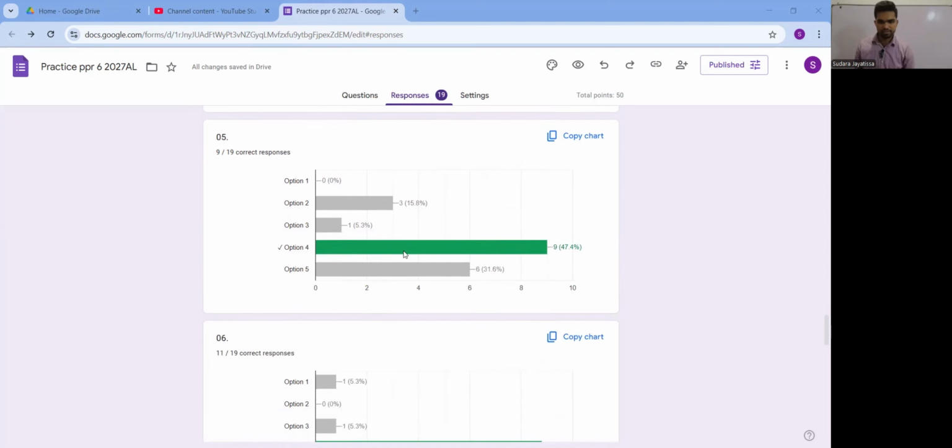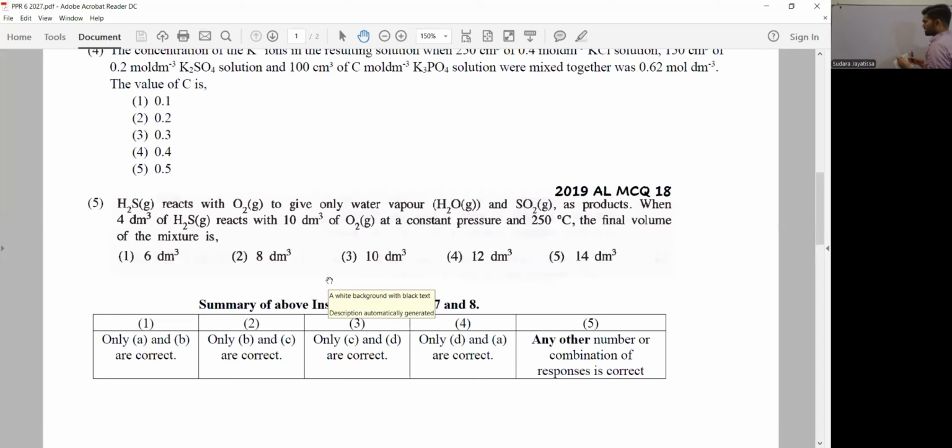Fifth question. Most of you got the correct answer. Answer is answer 4. But some of you have taken answer 5 as well. Let's see how answer 4 is coming. Just look at the question one more time. It is telling H2S gas is reacting with oxygen gas to form H2O and SO2.